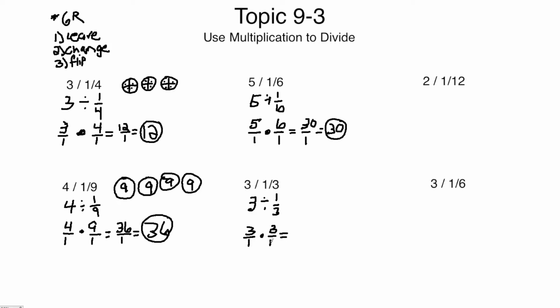Now, can we cross factor? Nope. So then we multiply straight across. 3 times 3 is 9. 1 times 1 is 1. And 9 divided by 1 is 9. So, there are 9 1/3 and 3 whole things. If you got that, great job.